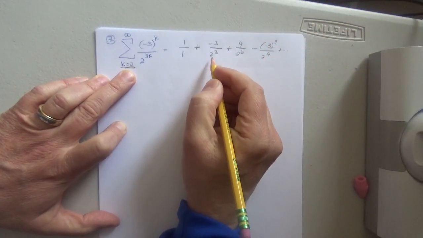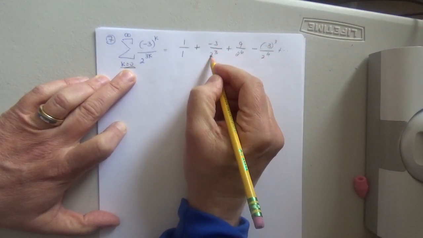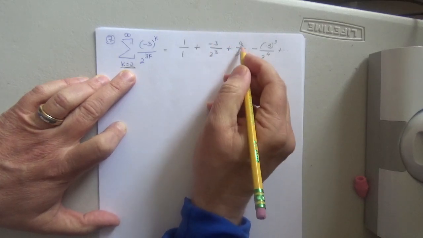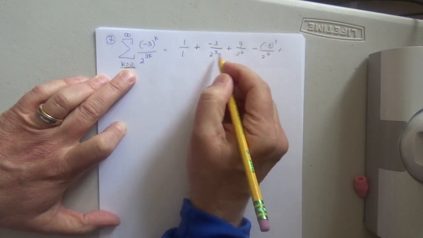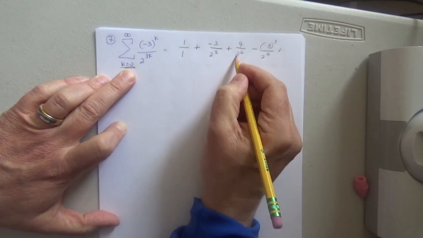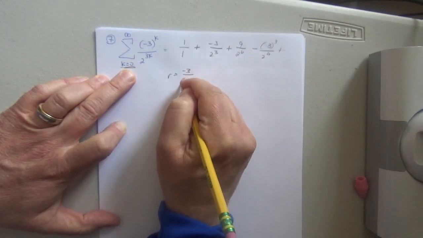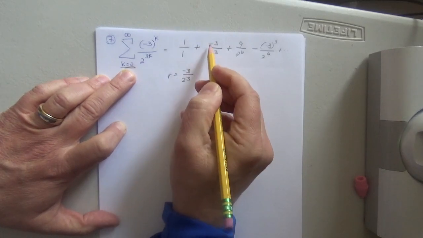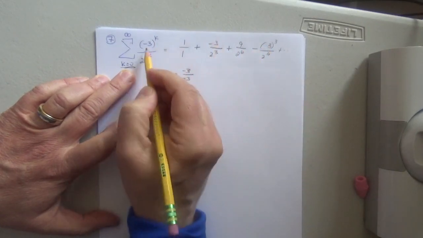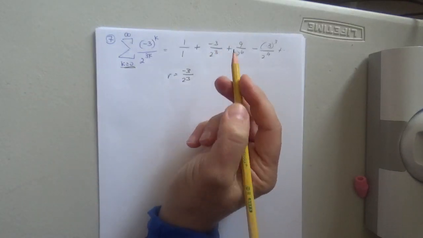So it looks like my common ratio is just 3 over 2 cubed, right? So if I multiply these two by 3, I get 9. If I multiply this one by 2 cubed, I'll get 2 to the 6th. So R is going to be negative 3 over 2 cubed. Why is it negative? Because it goes negative, positive, negative, and there's also a negative term inside here.